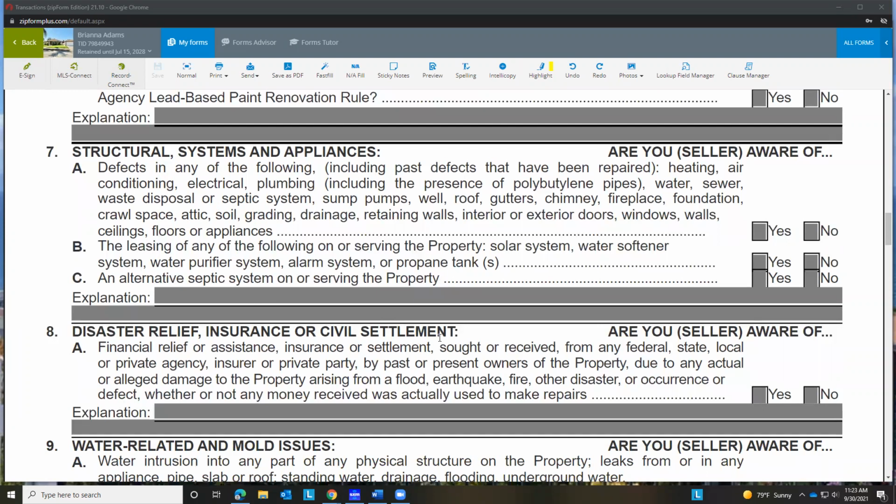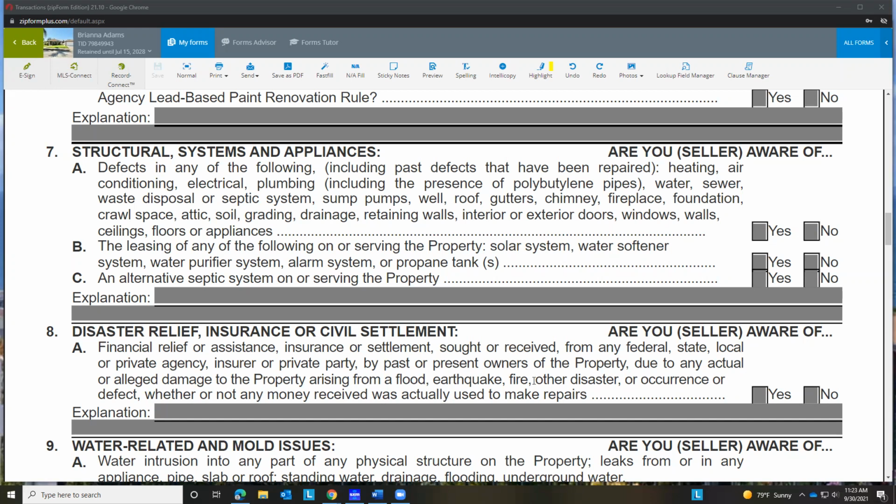Disaster relief, insurance or civil settlement. Financial relief or assistance, insurance or settlement sought or received from any federal, state, local, or private agency, insurer, or private party by past or present owners of the property due to any actual or alleged damage to the property arising from a flood, earthquake, fire, or other disaster or occurrence or defect, whether or not any money received was actually used to make repairs.